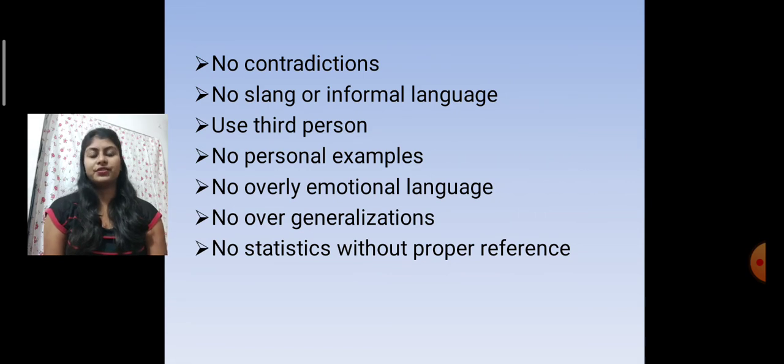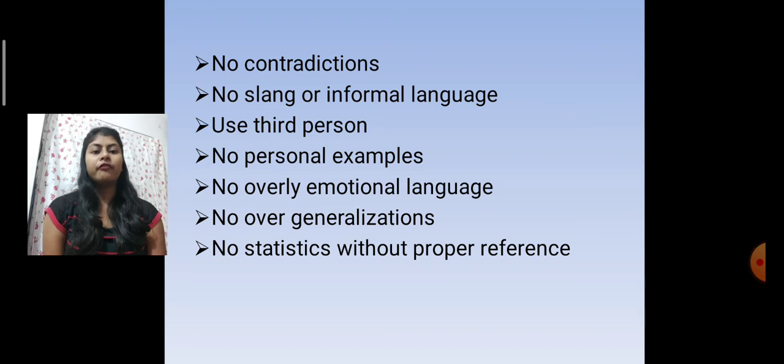No contractions. This means contractions, for example haven't, wouldn't, I'm. So don't use that apostrophe in your writing. What should you write? Have not, would not, I am. So no contractions, because it looks informal.